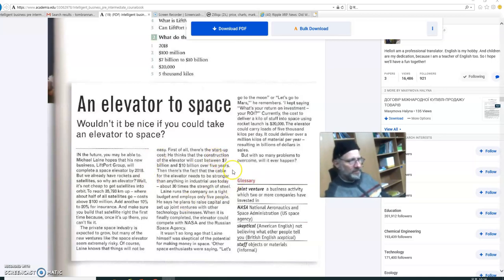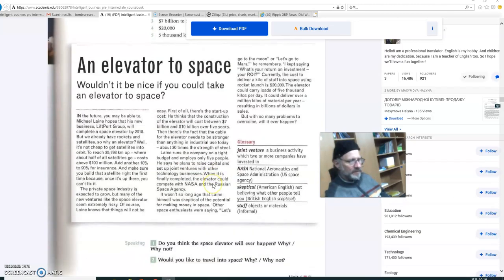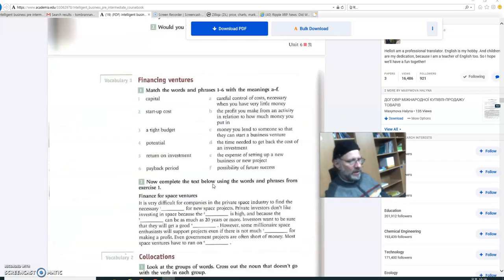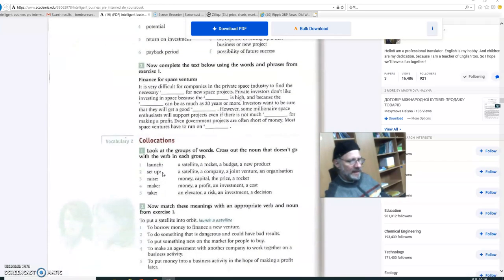So we're just going to pass this. We're not going to read it. Just scroll along. You got these terms here. Business-related terms like capital, startup cost, a tight budget, potential, return on investment, payback period. Okay? Don't worry too much about that.